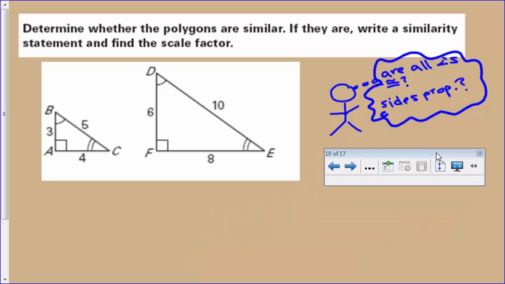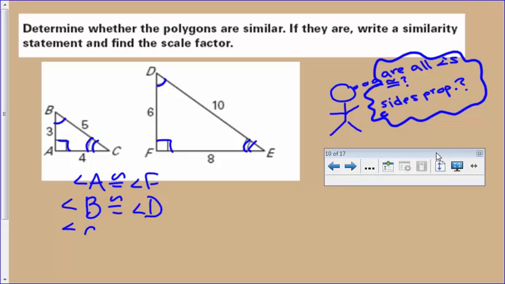First off, let's look at the angles. We have angle A is congruent to angle F because they're both 90 degrees, represented by the little box. We also see that B and D have one arc, so we know angle B is congruent to angle D. And third, angle C and angle E both have two arcs, so they are congruent. So yes, first off, we are checking all the angles are congruent.